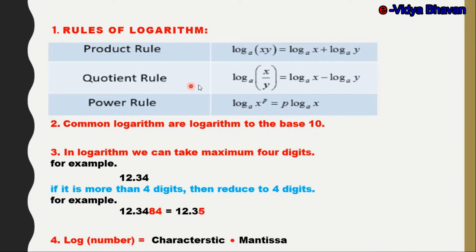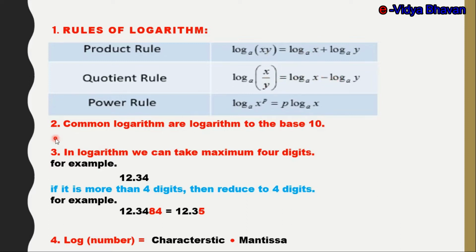Quotient rule: log x upon y equal to log x minus log y. Here, division by use of log becomes minus. Power rule: log x raised to p equal to p log x. So these three rules are very important. Remember, multiplication in log will become plus, division will become minus.